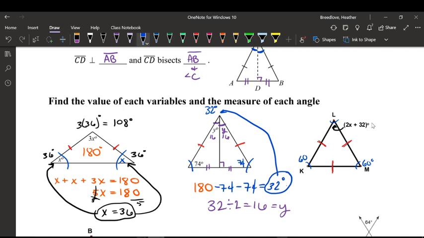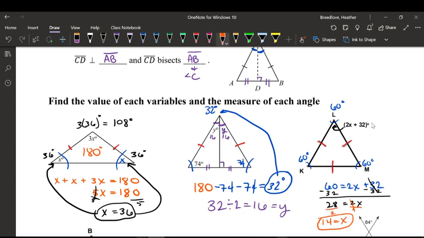Subtract 32. So 28 equals 2x. And then divide by 2. So 14 equals x. And it said find the variable and the measure of each angle. Well, I already know all the angles are 60, so I don't really need the variable for anything else. That's it.